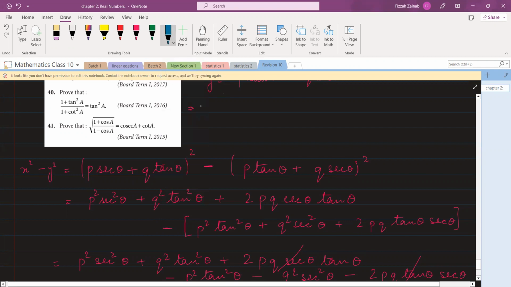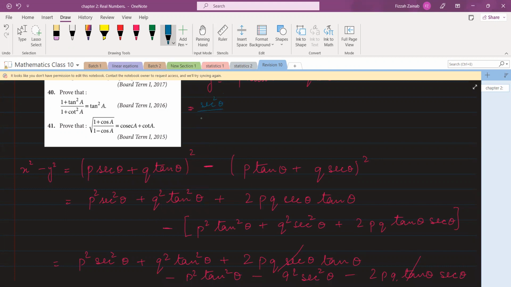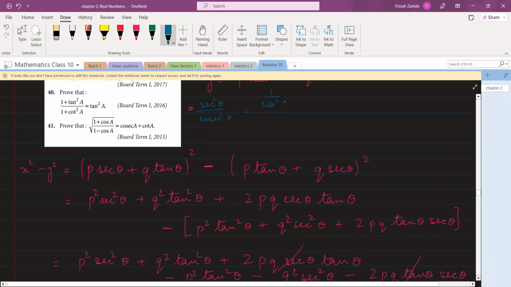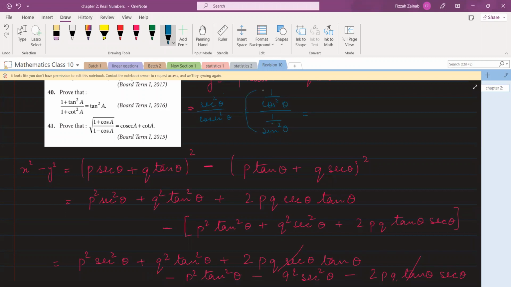So 1 plus tan square theta is your sec square theta. 1 plus cot is cosec, right? Sec is 1 upon cos square theta and cosec is 1 upon sine square theta. Now these outer ones are multiplied together, I told you so many times, right? And the inner ones will multiply together. They'll come in the denominator. Cos square theta into 1.